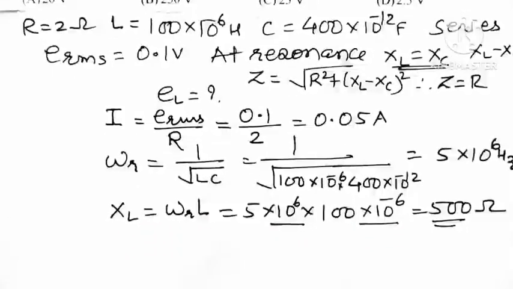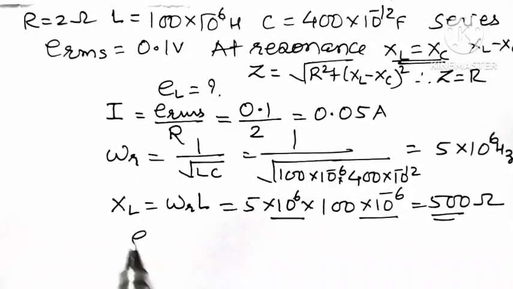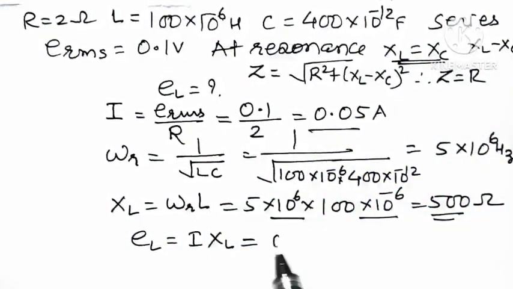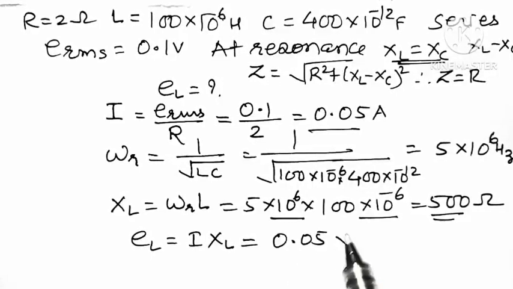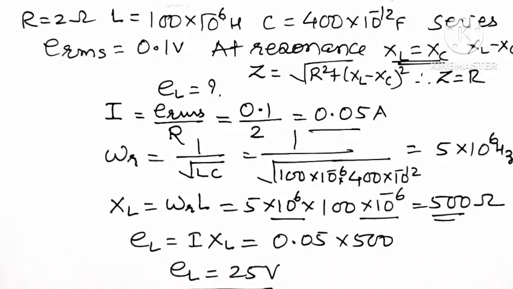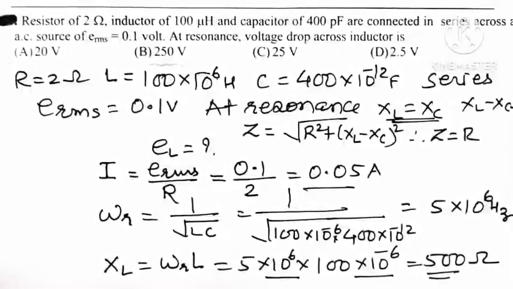Now we want to find out the voltage across the inductor. EL is equal to I into XL. The current is 0.05 ampere and the inductive reactance XL is 500. So 0.05 multiplied by 500, EL comes to be equal to 25 volt. 5 5s are 25. So out of 4 options, option C is the correct option for this question.